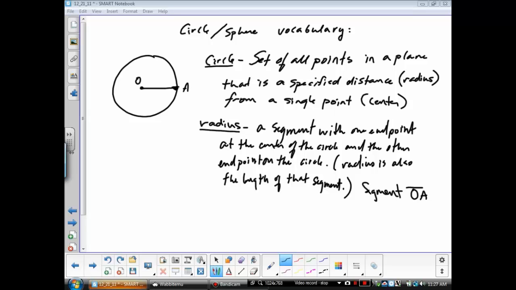Now, the center of the circle is a point. It's already kind of defined in definition of circle. It is the point in the center. Here we have a circle O. You name a circle by its center. Circle O, by its center.